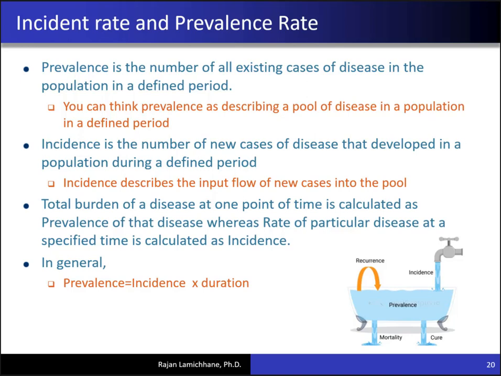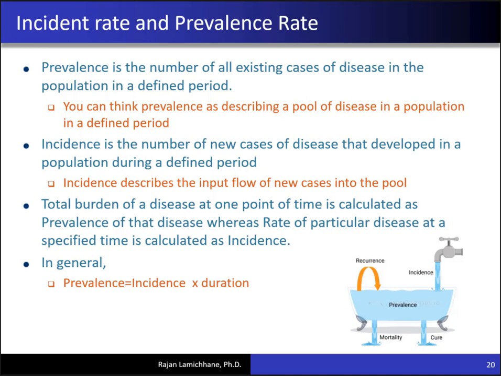Another useful measure to use in a cross-sectional study is the incidence rate. While prevalence is the number of all existing cases of a disease in a population in a certain time period, incidence is the number of new cases of disease that developed in a population during a defined period. So you can think of prevalence as describing a pool of disease in a population, while incidence can be described as the input flow of new disease into that pool. So the total burden of a disease at one point in time can be considered prevalence, while the rate of a particular disease at a certain time can be considered incidence.